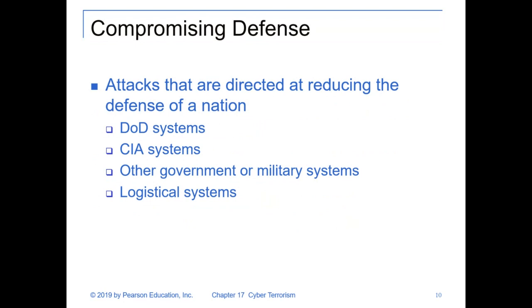Now, when we look at compromising defenses, these are attacks that are directed at reducing the defense of a nation. These may be DoD attacks, CIA systems, or DoD systems. CIA systems are targets, government, military, logistical systems.